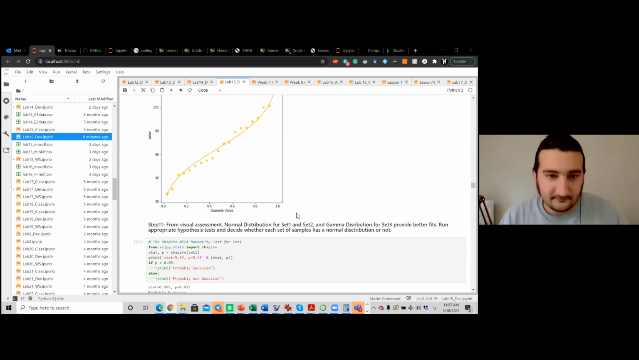Now, in my version from visual assessment, normal distribution for set one and set two and gamma distribution for set three provided better fits. I think that was quite along what we voted on. Run appropriate hypothesis tests and decide whether each set of samples has a normal distribution or not.